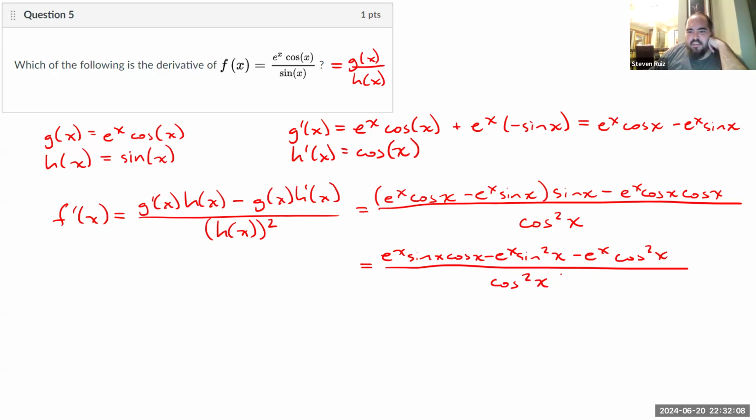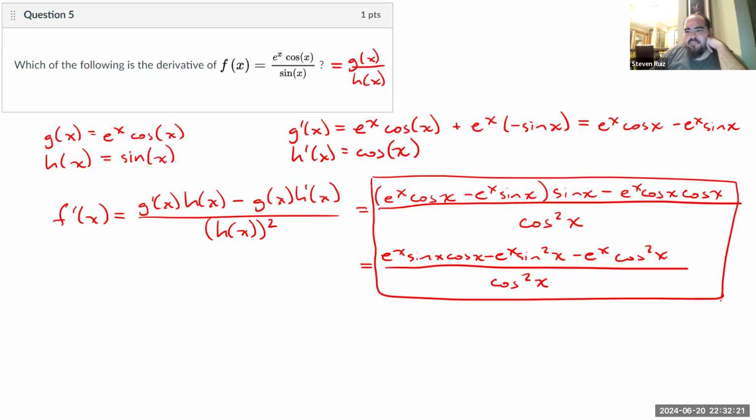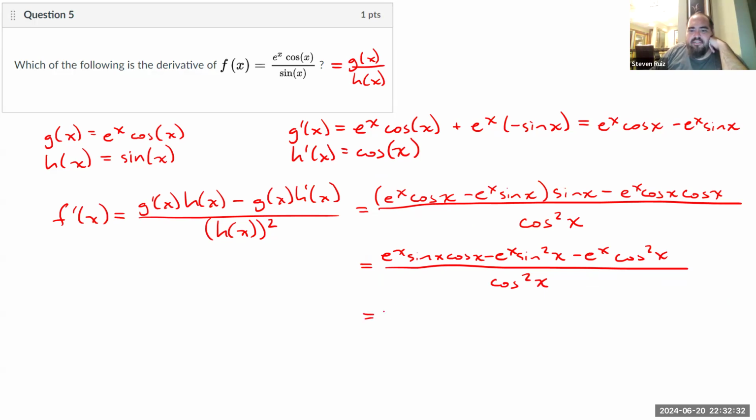Unfortunately, it doesn't look like we're going to get much of anything canceling. I don't have terms in common or anything. So I will circle both of these. These are both correct derivatives. There wasn't much available to us in the way of simplifying. Actually, there's one last thing I'll do here, just because I lied to you. There is something we have in common here. Everything in the numerator has this e to the x term. So if I factor that out, I get e to the x times this quantity: sine of x cosine of x minus sine squared of x minus cosine squared of x.